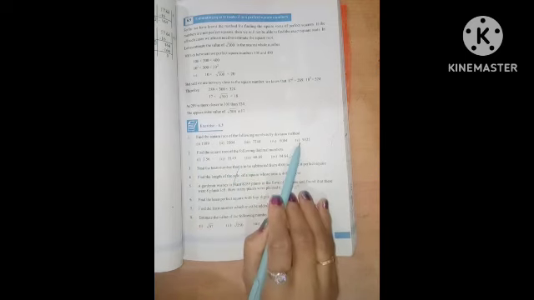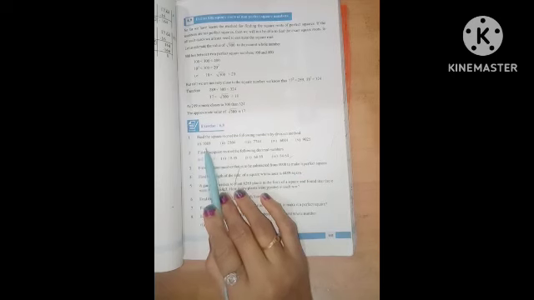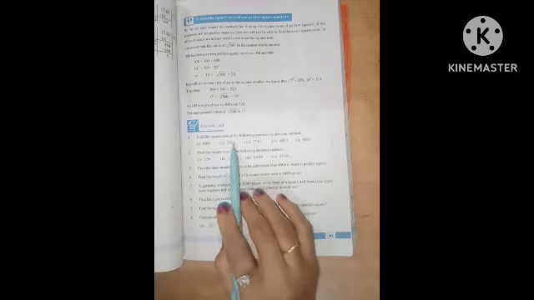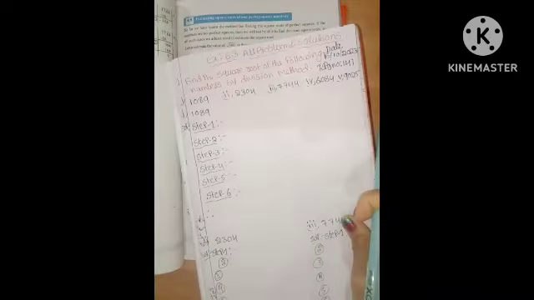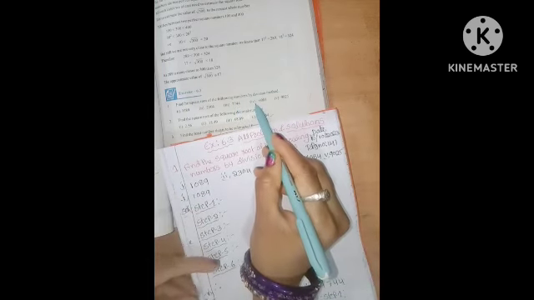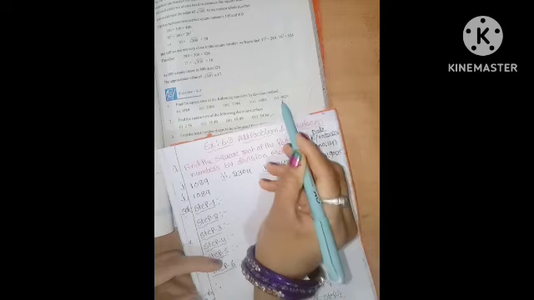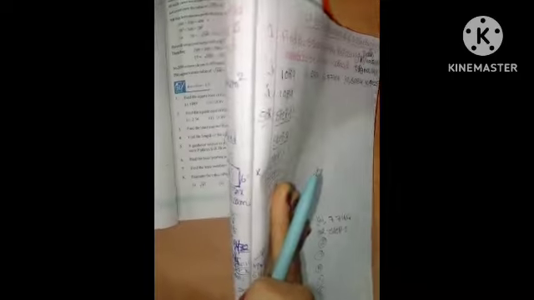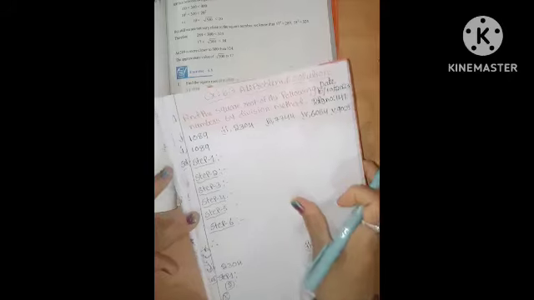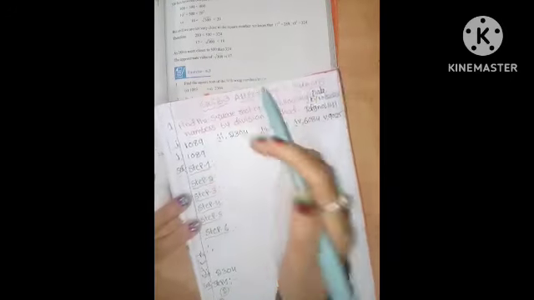In this exercise there are 5 problems. One by one, today we will learn them. First one is 1089. Second is 2304, and third one is 7744, fourth one 6084, fifth one 9025. These are all the numbers. How to find the square root of the numbers by using the division method.